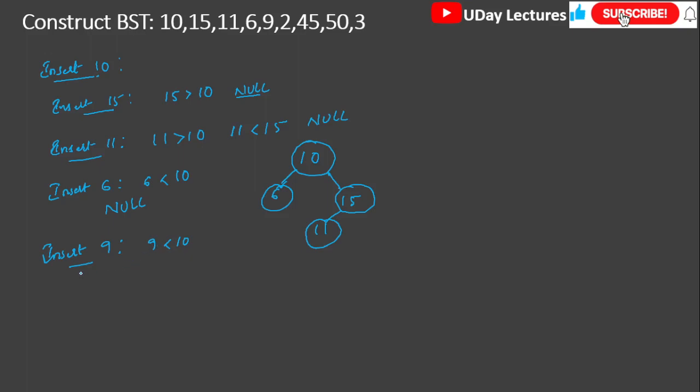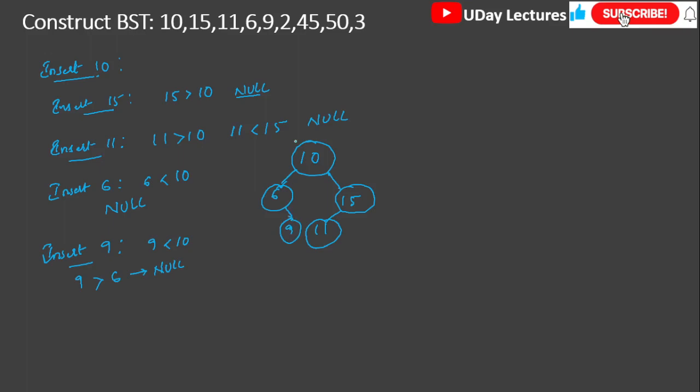So again we have to make one more comparison, 9 and 6. So we know that 9 is bigger than 6. So where should this be inserted? To the right side of 6. So right side of 6 is null. So since the right side of 6 is null, I can insert 9 at this particular position.